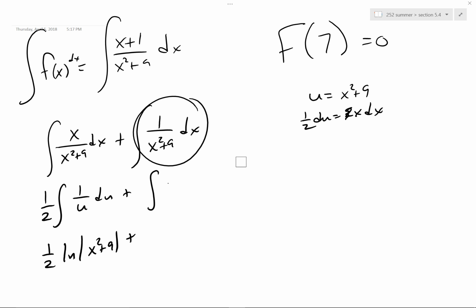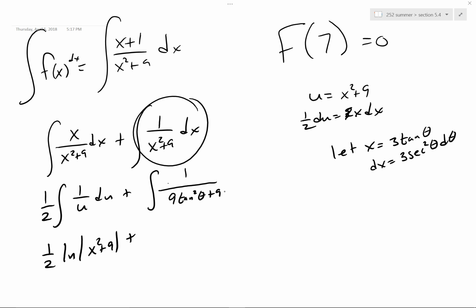Or you could say to yourself, let's let x equal 3 tangent theta. And we do a trig substitution problem here. So we could have done it one of two ways. I could have gone the way I was starting to go, or I could do it this way. Whatever makes you the happiest makes me the happiest. Okay? So this ends up being 1 over 9 tangent squared theta plus 9 times 3 secant squared theta d theta.